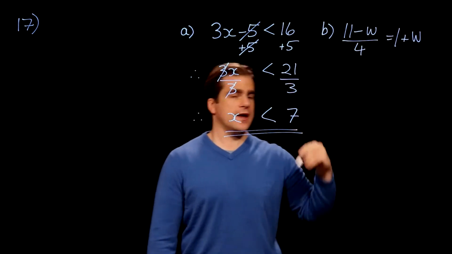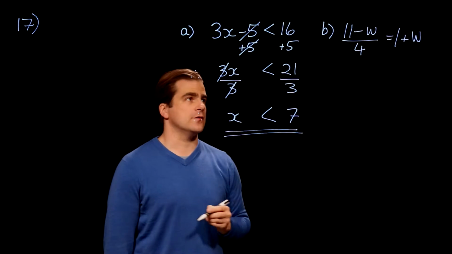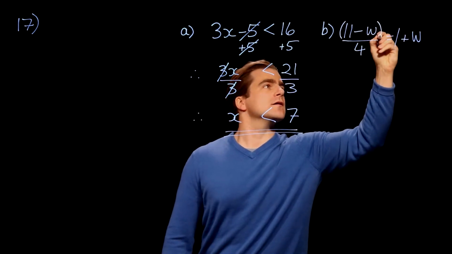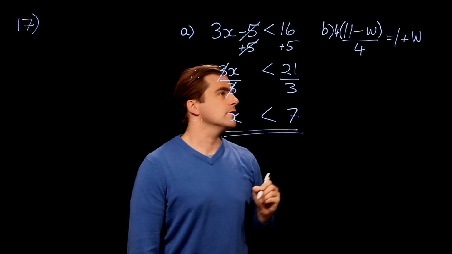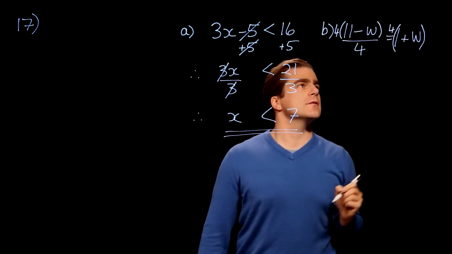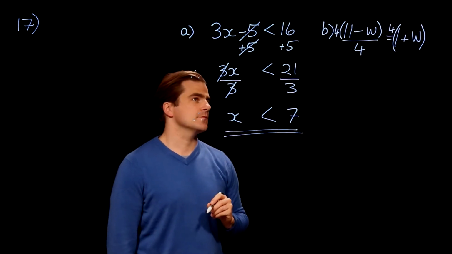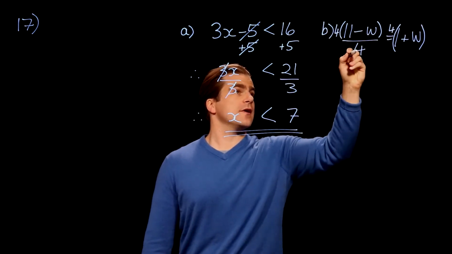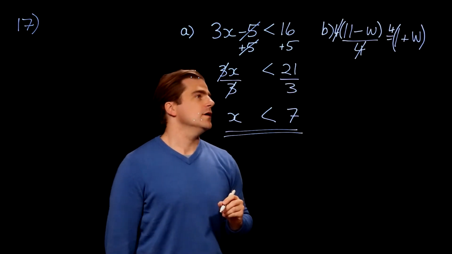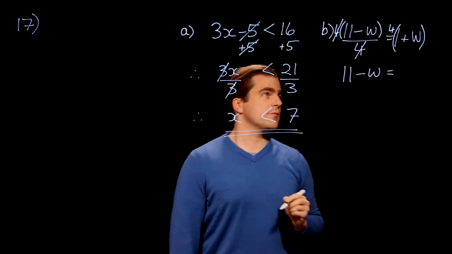How do we get rid of this 4 on the bottom and get everything on the top? Well, it's 11 minus w divided by 4. So let's multiply both sides by 4. So we have to multiply everything by 4, so put it in a bracket. And the same here. Right. So we've got 4 times this divided by 4, so the 4's cancel. And we're left with just 11 minus w. So write that down, 11 minus w equals, now you have to multiply out this bracket.